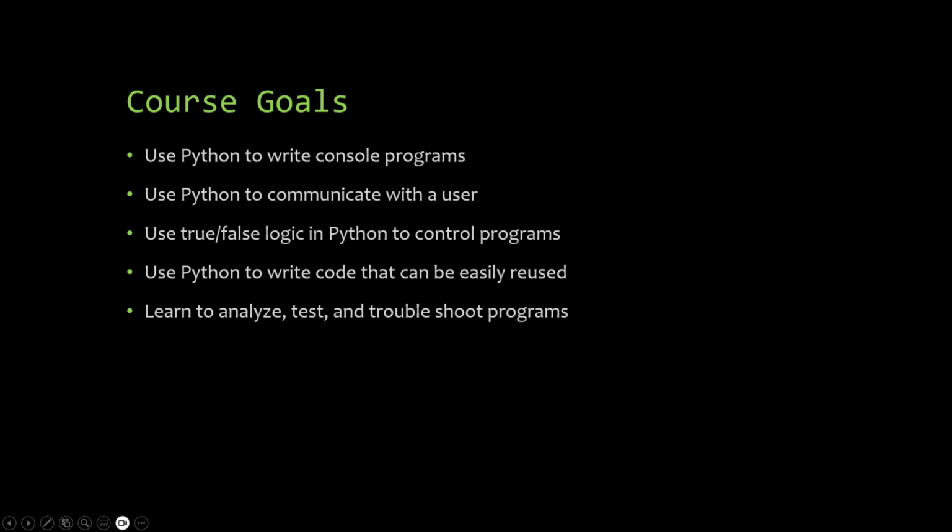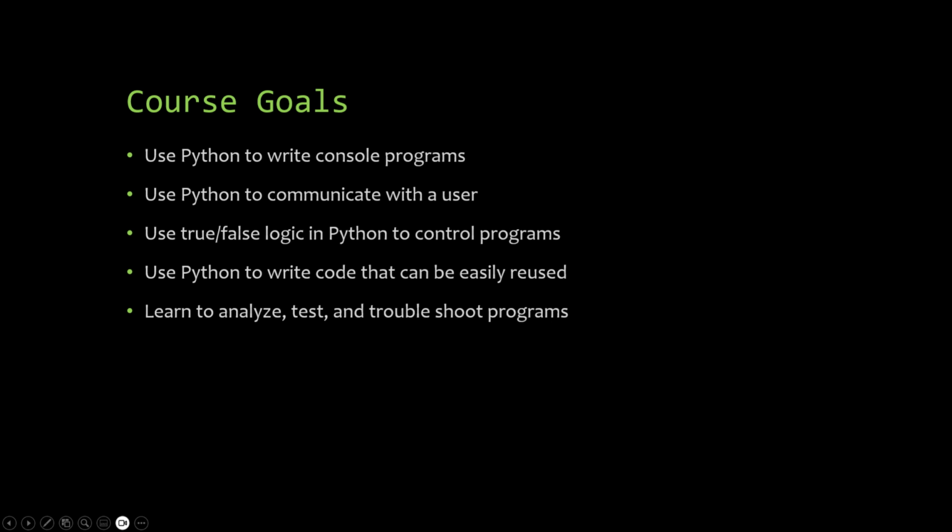And the main goal of writing Python code is so that we can have something that we can reuse. So we're going to talk about how to write code in a good format so that we can use it again. And we're also going to learn, and this is the main goal of the entire course, how to analyze code. We're going to learn how to test what we write and how to troubleshoot our program.